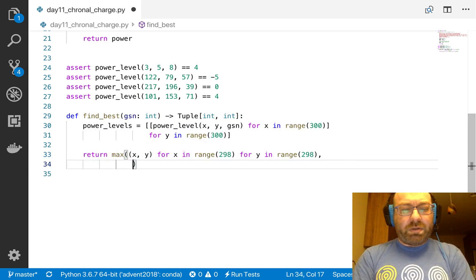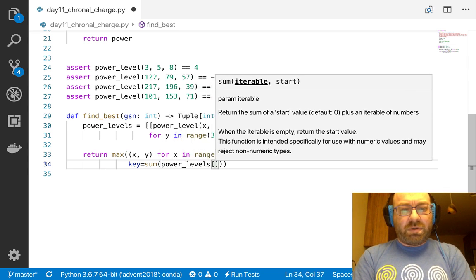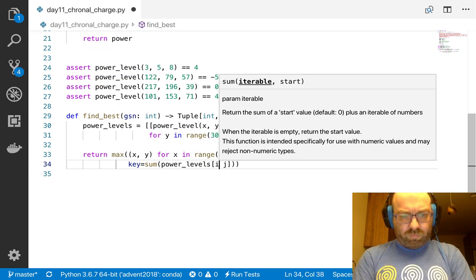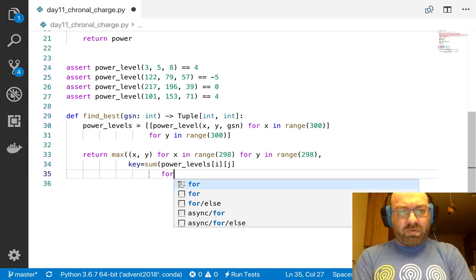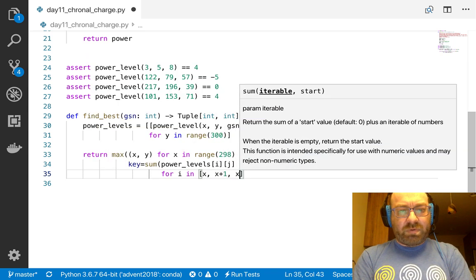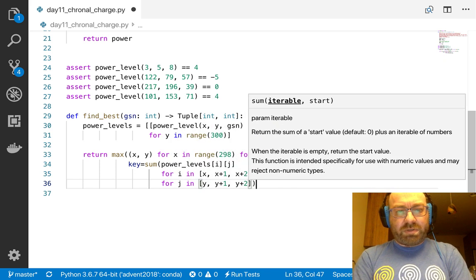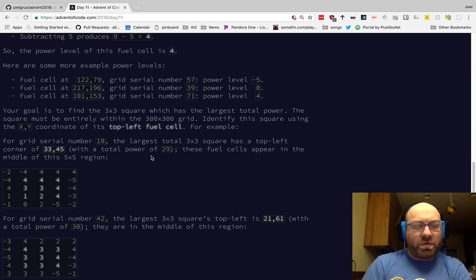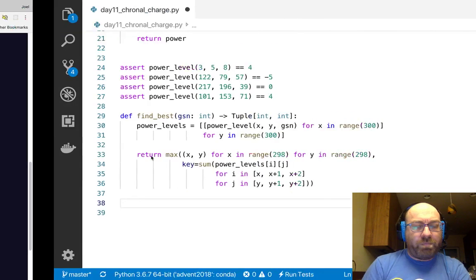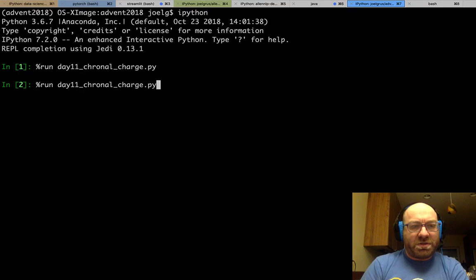And so what's the key? The key is going to be the sum of power levels ij for i in x, x plus 1, x plus 2, for j in y, y plus 1, y plus 2. For grid serial number 18, so print find best 18. Let's run this and see how long it takes.